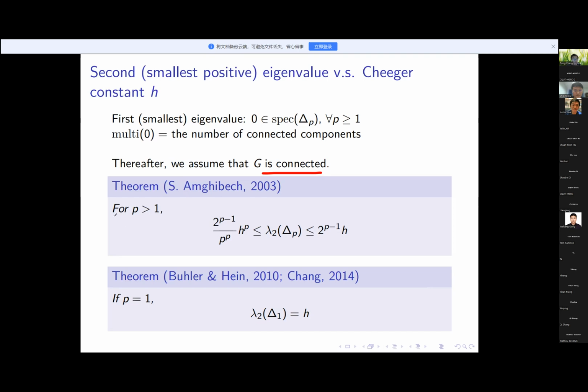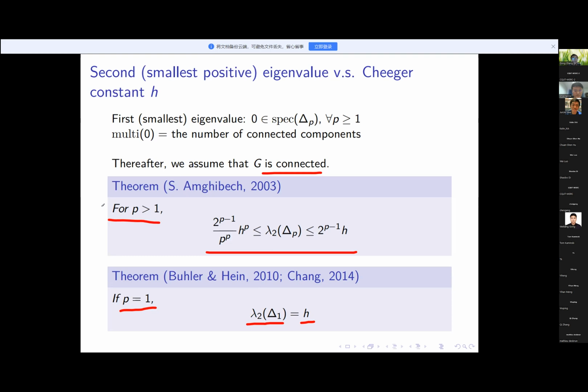For p larger than 1, we have this p-Laplacian version of the Cheeger inequality. And when p is 1, we get an identity relating the Cheeger constant and the second eigenvalue of the graph 1-Laplacian. Based on this very simple identity, many good algorithms for solving the Cheeger cut problem have been designed, such as a nonlinear inverse power method.